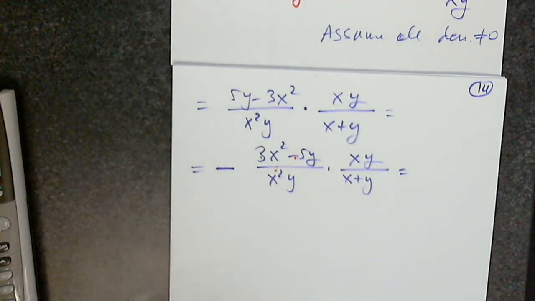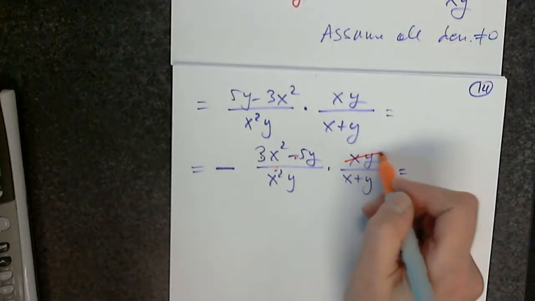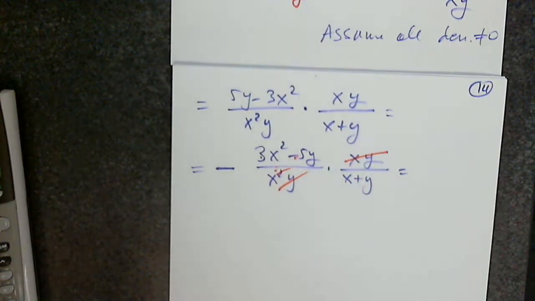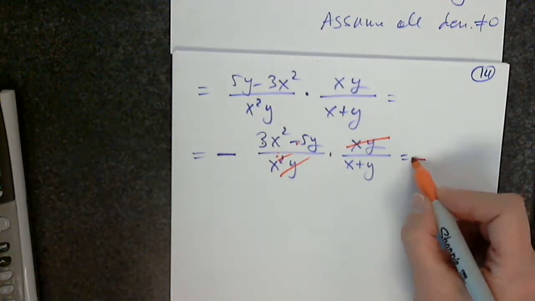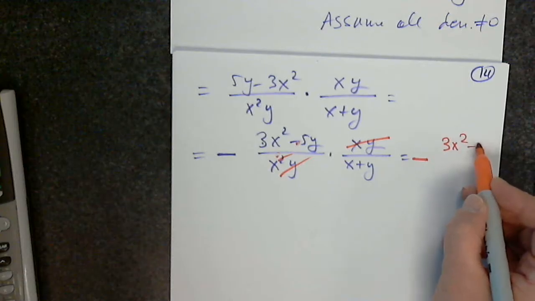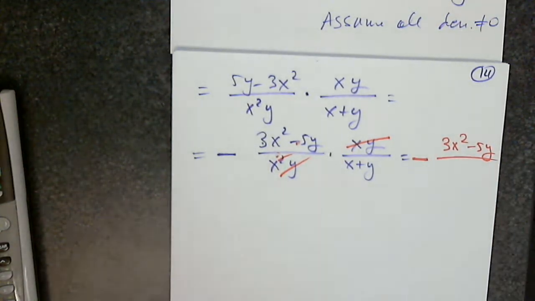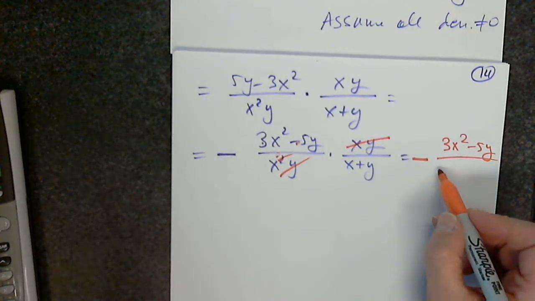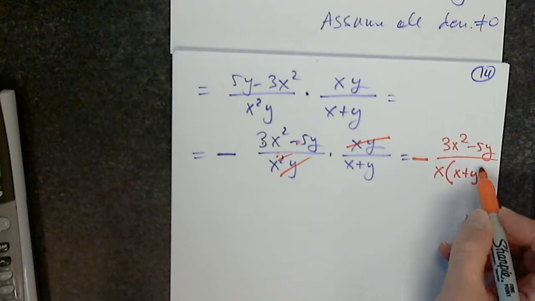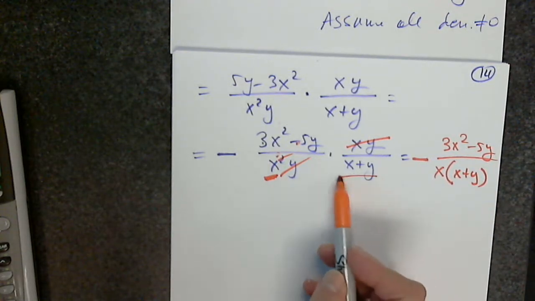So then what do I have to do? I can get rid of something. xy and x and y. So the negative stays, the numerator, which is 3x squared minus 5y, and now what is the denominator? And you do not have to distribute. Please do not distribute. So x here and x plus y here.